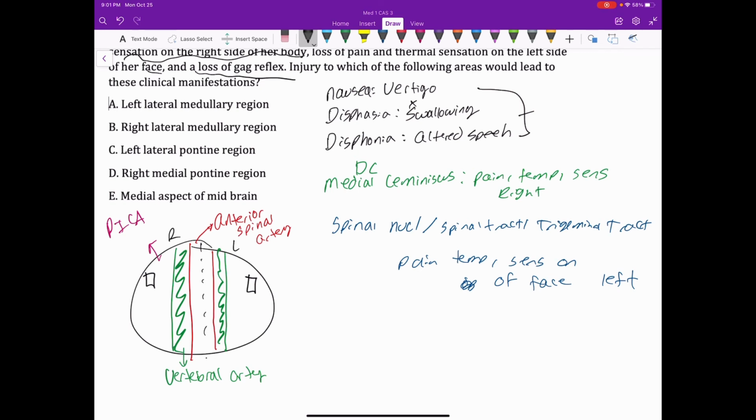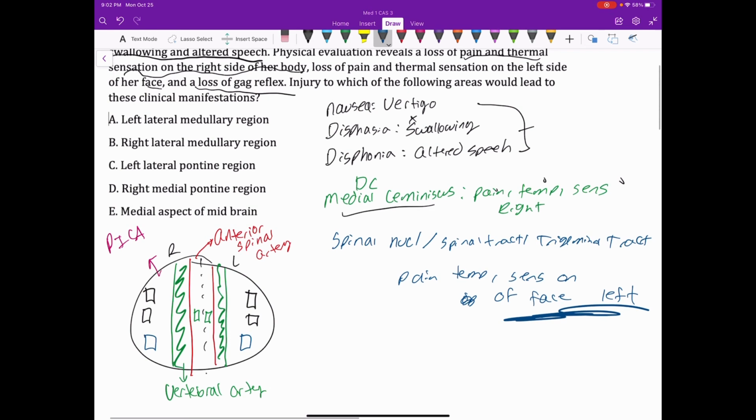Dysphagia, difficulty swallowing, and dysphonia, altered speech, are coming from a problem in our nucleus ambiguus. Where is this located? It's also in the lateral medullary region. Now, what about the medial lemniscus with pain, temperature, and sensation? Where is that coming from? I'll draw it in green. It's coming from the anterior spinal artery, the medial region. Now, what about the spinal nucleus and spinal tract of the trigeminal, with ipsilateral sensation of the face? Well, that's also coming from the lateral side.